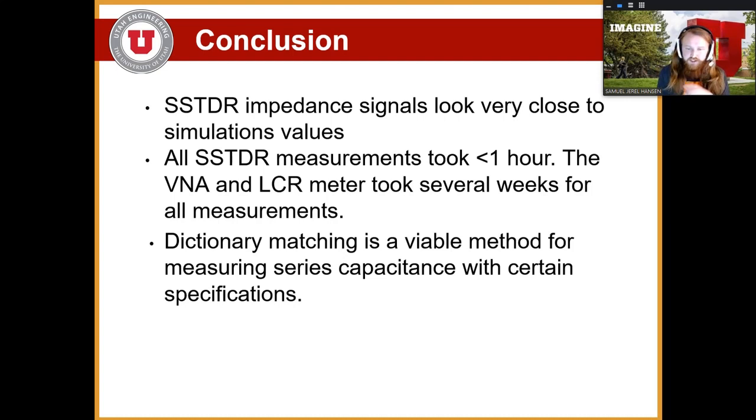So this could be a much quicker option to figure out these impedance discontinuities. And dictionary matching was a viable method for measuring series capacitances with certain specifications. So if we start measuring outside of those specifications, it might not work as well. But as long as we stay inside those specifications, it showed very good results.